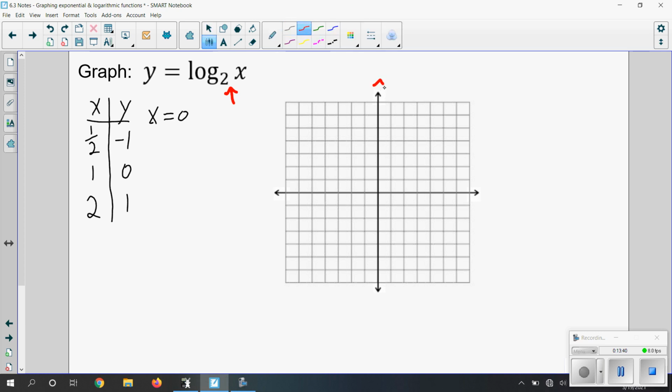This has a vertical asymptote of x equals 0. We'll plot the points (1/2, -1), (1, 0), and (2, 1). Our function is going to get infinitely close to the vertical asymptote, and then it will grow and sort of flatten out. So this is our log function.